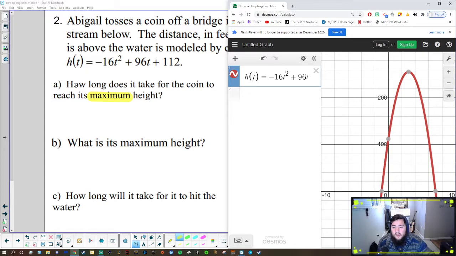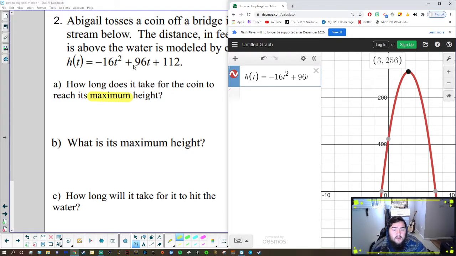So in part A, it says how long does it take for the coin to reach its maximum height? We have that keyword maximum. That keyword maximum refers to the vertex of our quadratic. This is the highest that coin will get, the maximum value. So we are all focused in on this vertex point, which is at the point (3, 256). Now, this is the maximum, but we want to know how long it takes for the coin to reach that height. So we need to know, okay, is 3 my height or is 256 my height?